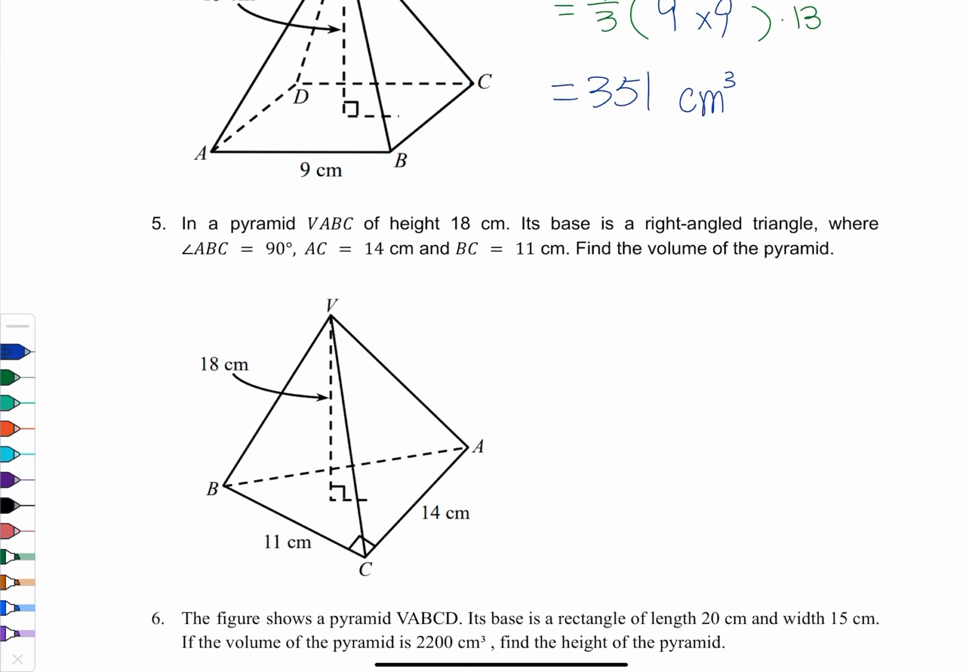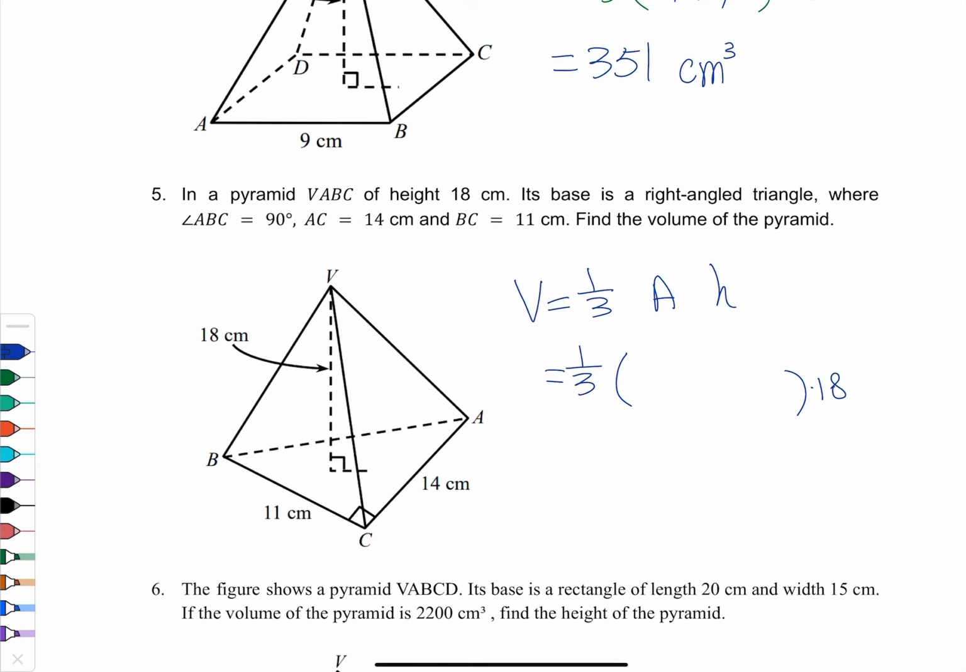Next, how about triangle? How do you find the area of triangle? Volume is 1 over 3 base area times height. Do we have 1 over 3? Yeah, of course. Do we have the base area? Not yet. How about the height? 18. How do we find the base now? Base is a triangle now. Triangle, the area is base times height divided by 2. So base times height divided by 2. 11 times 14 divided by 2.